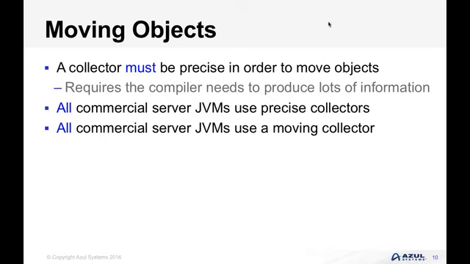If you didn't have a precise collector and you started moving an object around, it could be that you would move an object and copy it over another object that's still being used. But because the collector didn't know about that reference, it didn't know that it couldn't move an object to that place. So you must have a precise collector in order to do moving, and in order to do that, we use that for all commercial collectors.